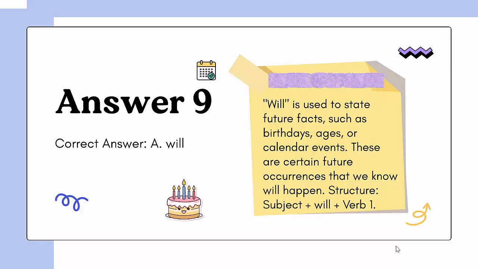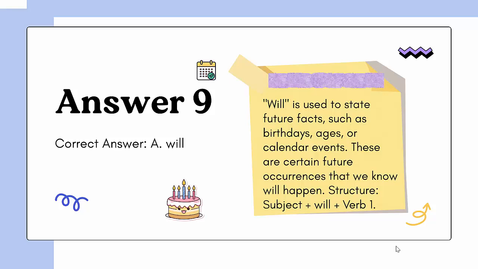The answer is A. Will. Will is used to state future facts such as birthdays, ages, or calendar events. These are certain future occurrences that we know will happen. Structure: subject plus will plus verb 1.